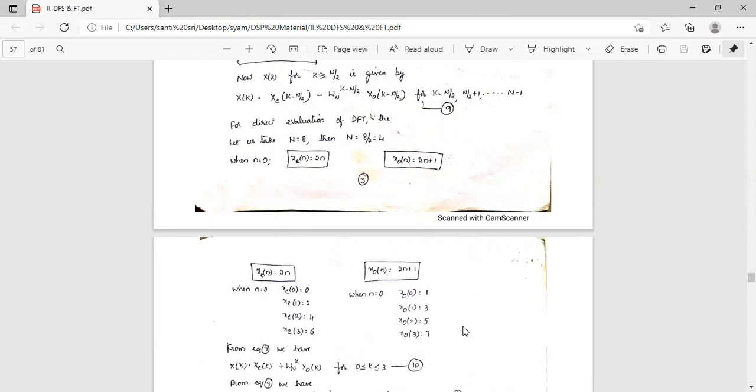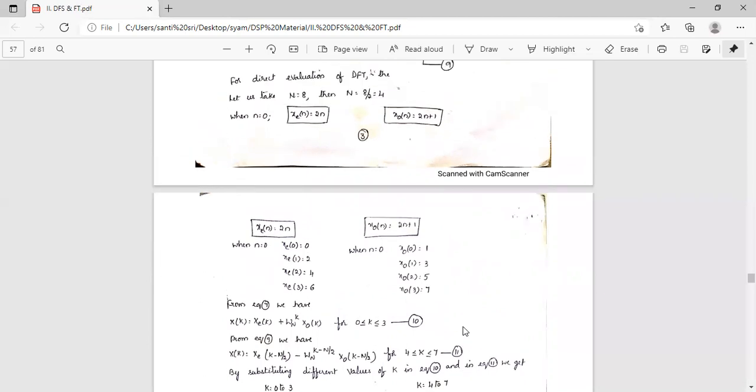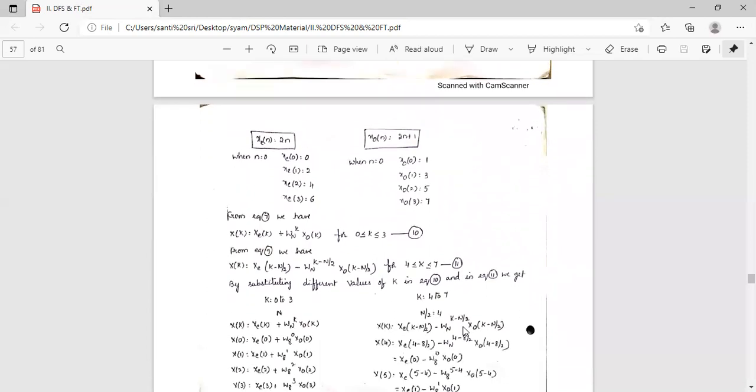From equation 7, we have X of k is equal to X_e of k plus W_N power k into X_o of k, for 0 less than or equal to k less than or equal to 3. Here k is varying from 0 to N minus 1. Here N is 8, so it is 0 to N by 2 minus 1, that is 8 by 2, that is 4 minus 1. So it is 3. That is equation number 10. From equation 9, we have X of k is equal to X_e of k minus N by 2.